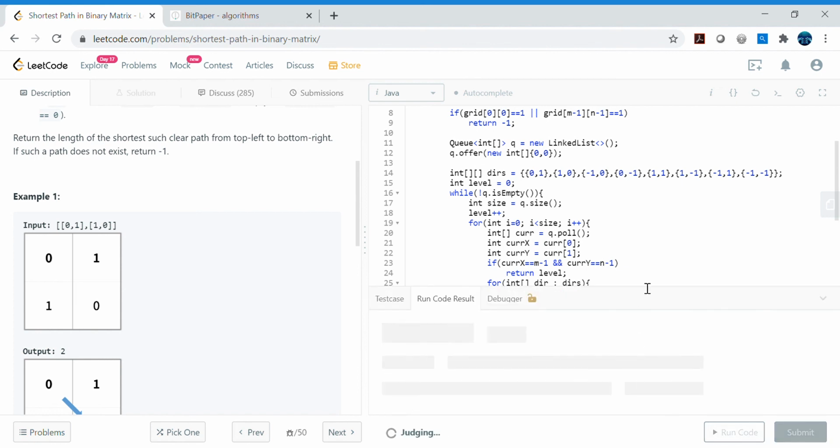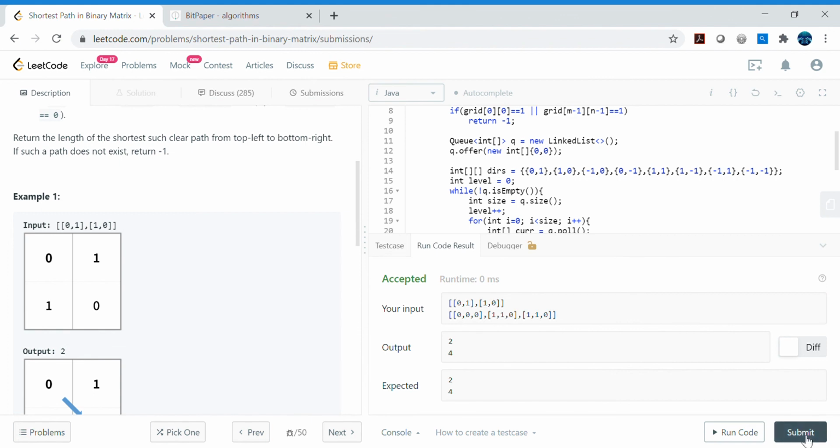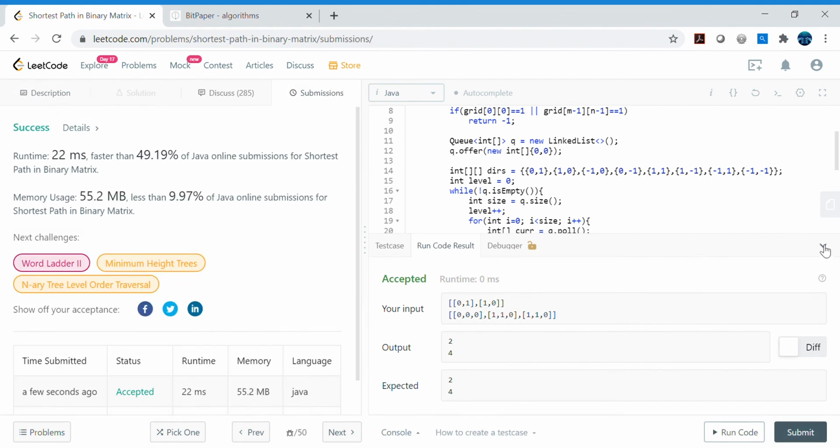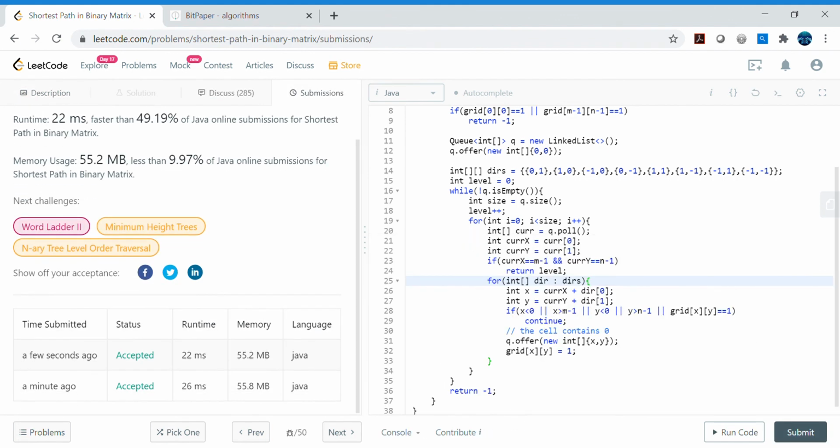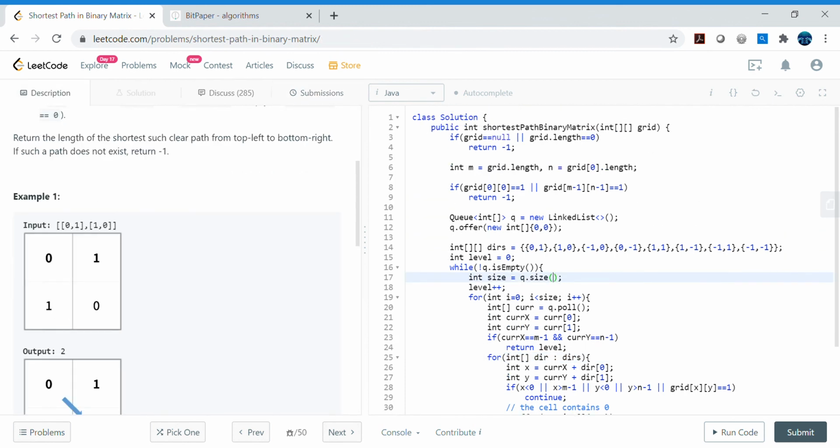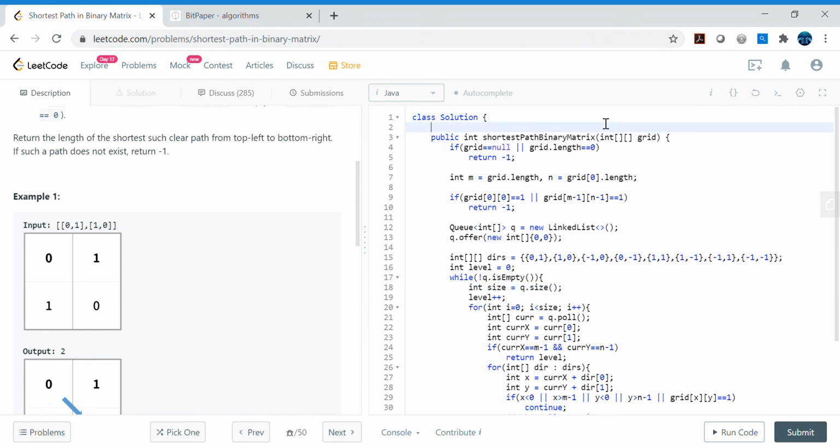Let's quickly compile this one and check if it is working fine. Let's see if it is also working fine. So see, a slight improvement in the runtime as well, right? Not too drastic, but at least a little bit of optimization.